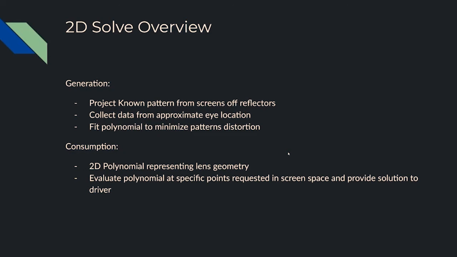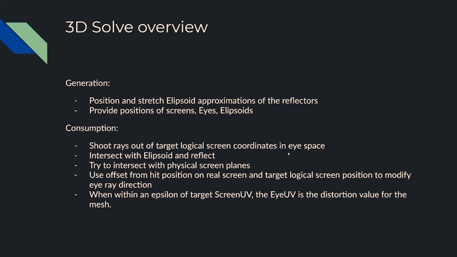The 3D solve is a little bit more involved. I also haven't really interacted with it in almost a year, so bear with me here. The general idea is you have two ellipsoids that represent the reflectors. Imagine a scene where the NorthStar is in the scene with ellipsoids representing the reflectors, quads representing the screens, and two objects where an eyeball would be. It fits those as best it can to the real device that's being used and writes that data out.